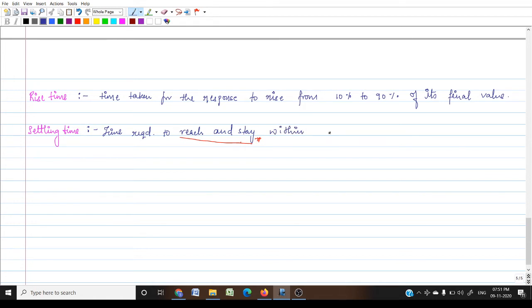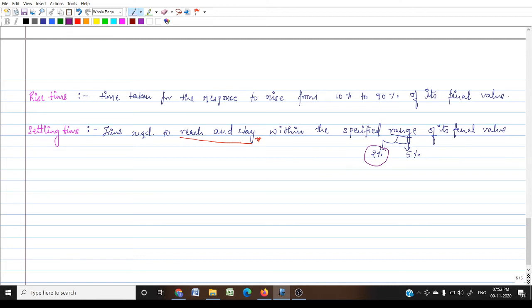within the specified range of its final value. Now this range can be 2% or 5%. Now in this we will consider the 2% range. We will stick to the 2%. So this is the definition of settling time.